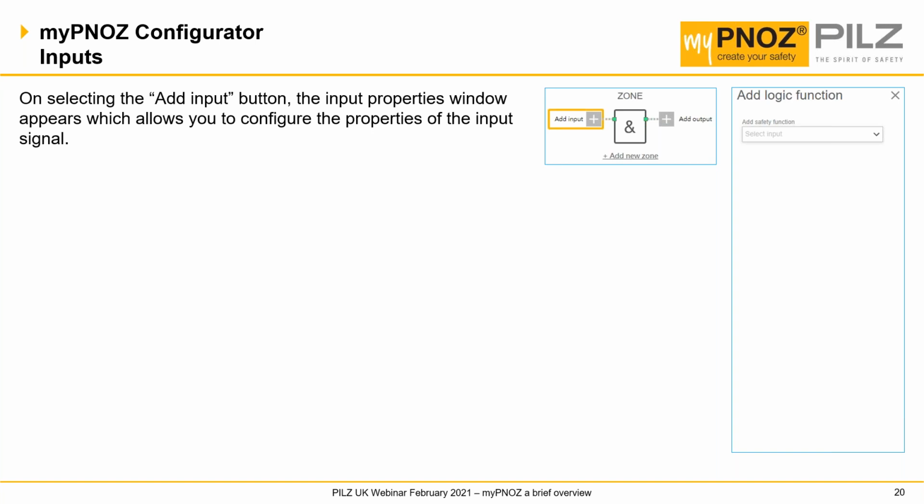We will then go, obviously, through a worked example. So this is just showing you what is available. On selecting the Add Input button on the left of the zone, the Input Properties window appears and it allows you to configure the properties of the input signal.